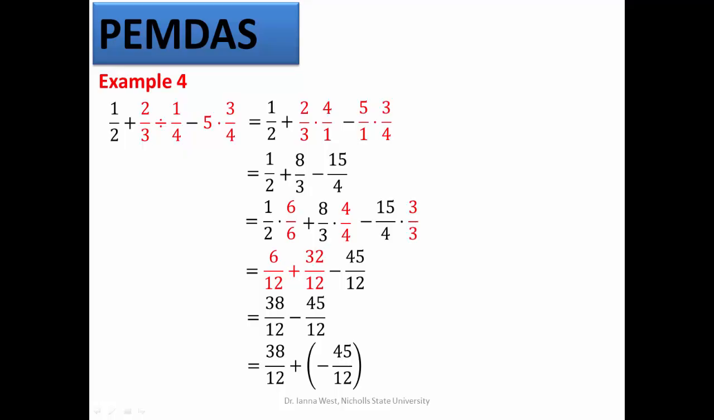To add two numbers with unlike signs, we subtract the smallest absolute value from the largest and we keep the sign of the larger number. Therefore, we have 38 plus negative 45, which will give us -7, and we carry over the 12, giving us -7/12. This is our final answer. But I would like to point out that we can also write this answer as -7/12 with the negative in front of the fraction. The placement of the negative does not change the value of the number.